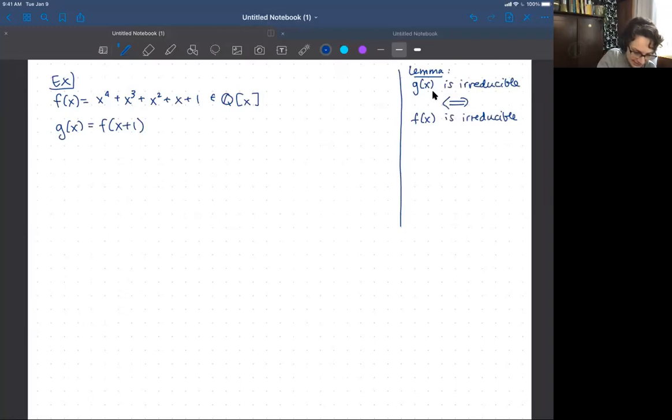So when I plug this in, I'm going to get some stuff. I'm going to take that x to the fourth, and I'm plugging in x plus 1. I'm taking that x cubed, I'm plugging in x plus 1. I'm taking x squared, I'm plugging in x plus 1. I'm taking x, I'm plugging in x plus 1, and then I have a plus 1. So let's plug all of that in. x plus 1, x plus 1, x plus 1, x plus 1.